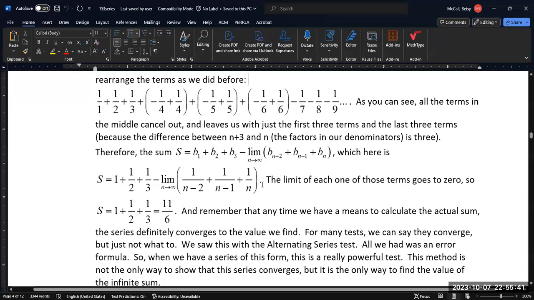And so for each of these pieces, the limit is going to be 0. And so the sum of the series is just going to be these first three pieces that didn't cancel. So this is the way that we actually see this behavior.